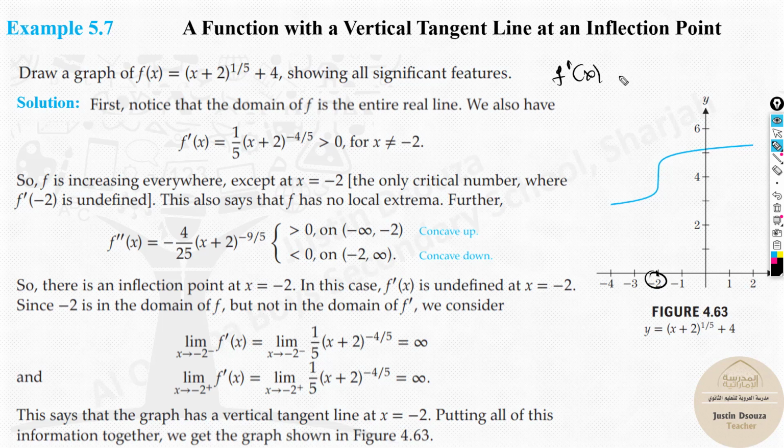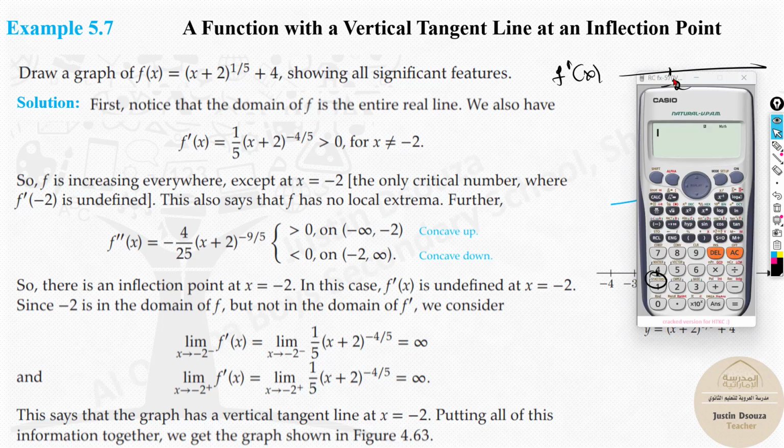I'll just do the first number line, f dash of x. Over here we have -2. So take a test value and substitute in this. I'll show in the calculator. We will take a test. First, let's substitute this over here. It's 1/5. You can write it in the denominator, or you can write it with the power negative, (x plus 2) to the power minus 4/5, or 0.8.